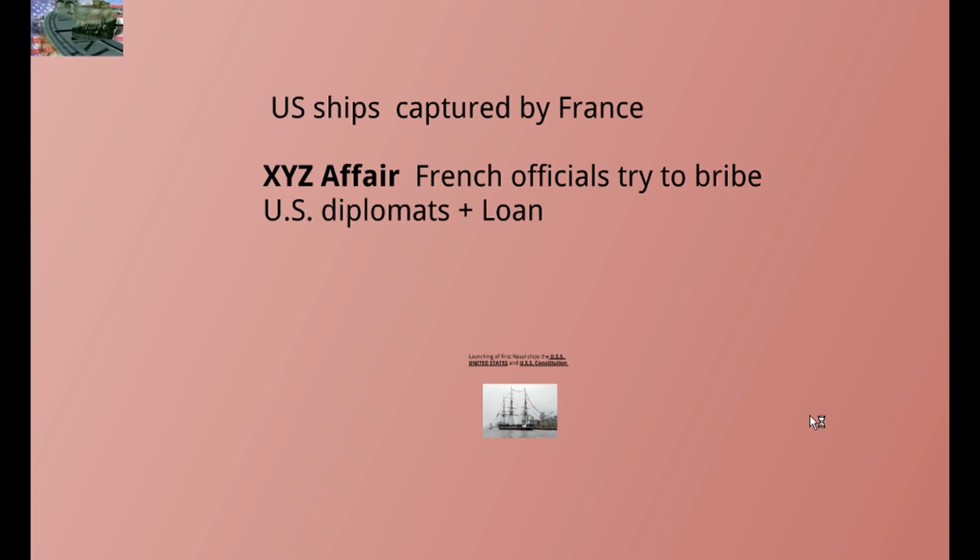We have U.S. ships being captured by France because of the feeling of being betrayed by the Americans through Jay's Treaty. We notice that Jay's Treaty, even though it was signed between the United States and Great Britain, is going to have a great impact both on U.S.-French relations and on the internal political scene between the Federalist Party and the Democratic Republicans, their opponents.